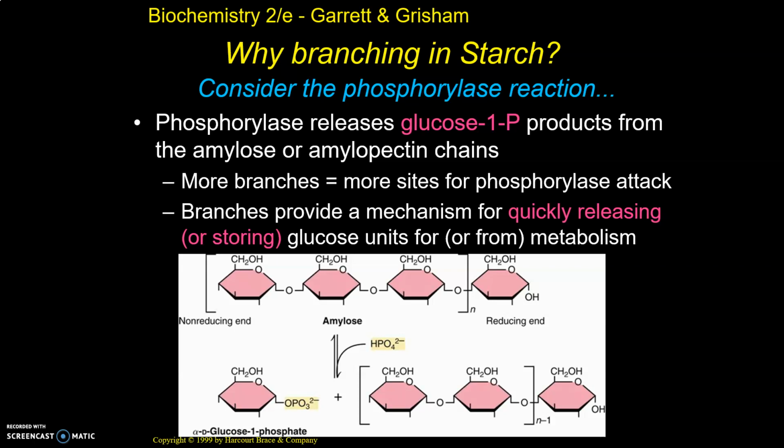If it's all in one long chain, it can only release one at a time, right? But if it's multiple linkages all connected together because it's got all this crazy branching, you can start releasing multiple units at a time. So hopefully you see the benefit in having branching in starch, because it really does speed up our ability to get a lot of energy. Otherwise, it would take you a long time to build up enough energy to actually be able to do anything that you needed to do.